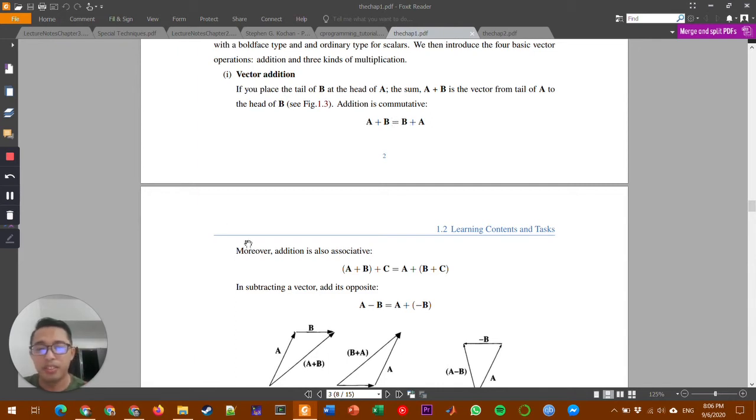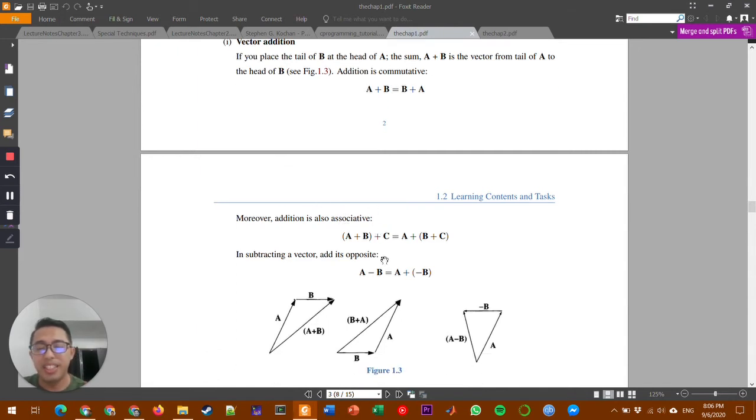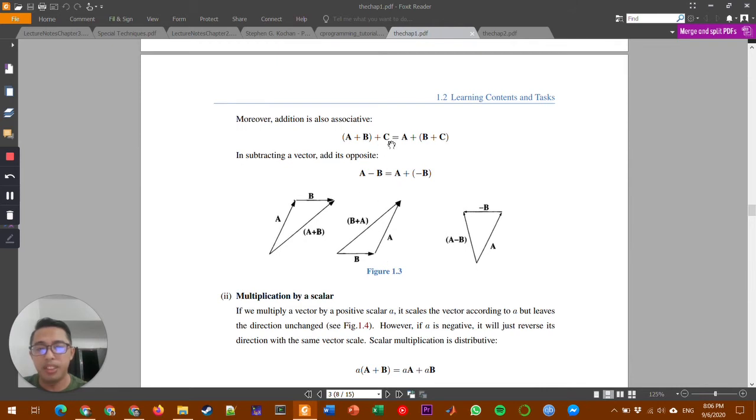Then we also have associative. Associative means it doesn't matter which you add first. If we have A plus B plus C, you can add A plus B first, or you can add B plus C first. It's the same, it doesn't matter.